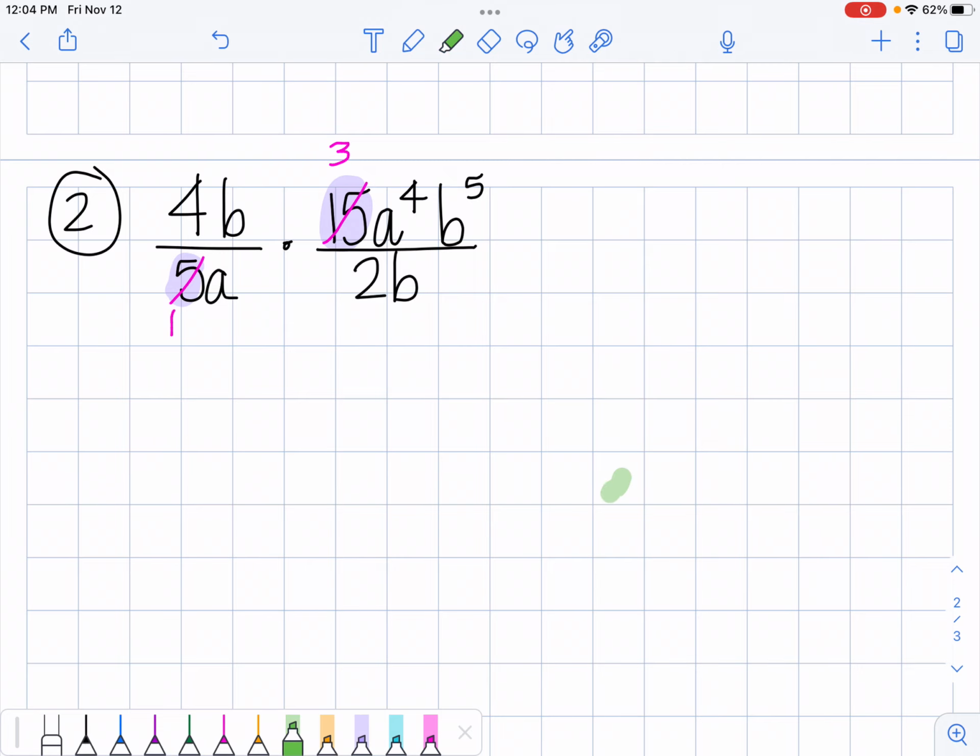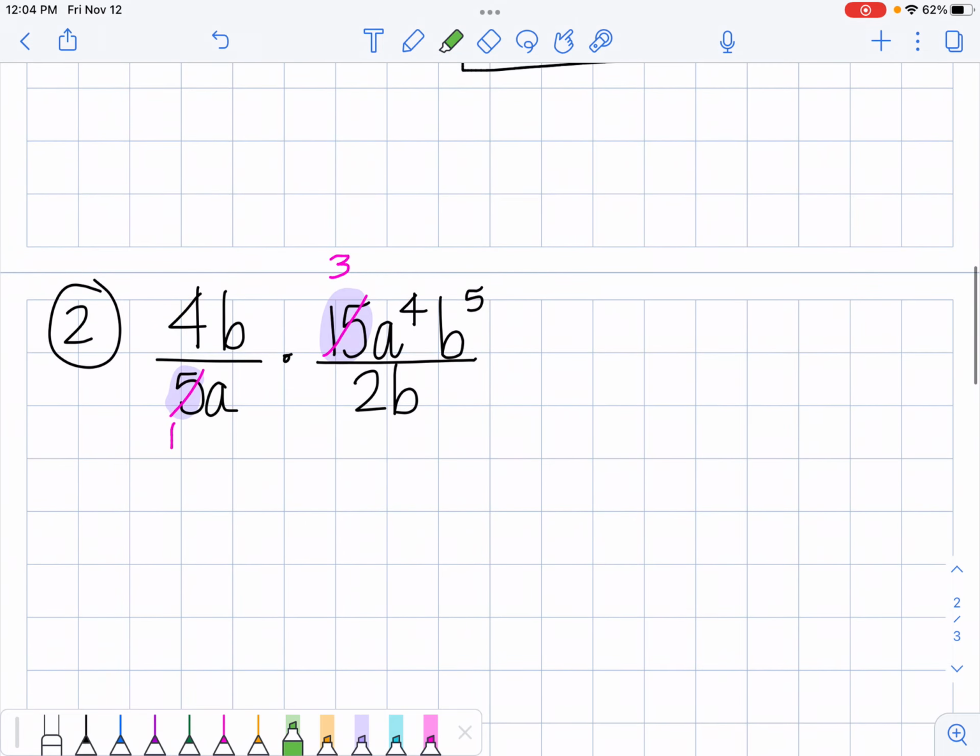Okay, what about my other numbers? I have 4 and 2. Is there a number that goes into both 4 and 2? Yeah, 2 goes into 2 once, and 2 goes into 4 2 times.